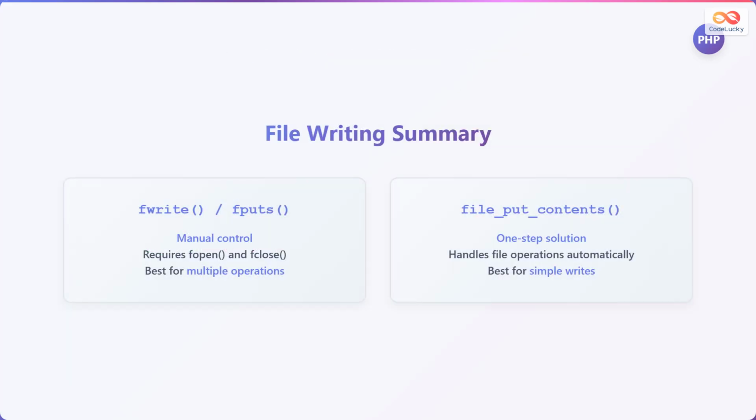Let's summarize the key differences between these file writing functions. Fwrite and fputs offer manual control, requiring you to use fopen and fclose. They are best suited for scenarios where you need to perform multiple operations on a file. On the other hand, file_put_contents is a one-step solution that automatically handles file operations, making it ideal for simple writing tasks.